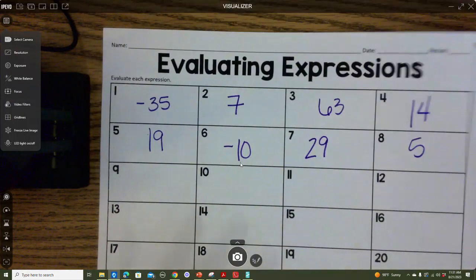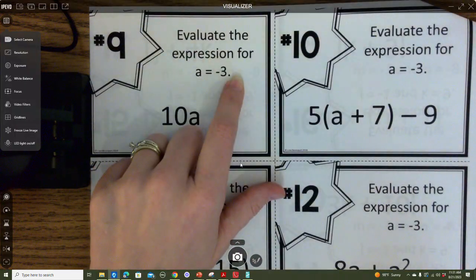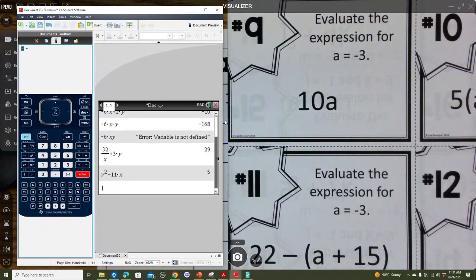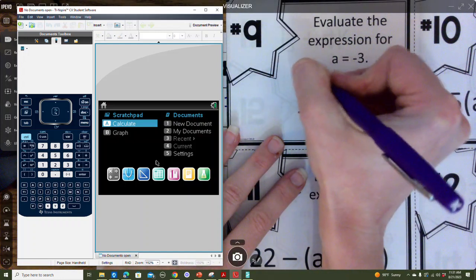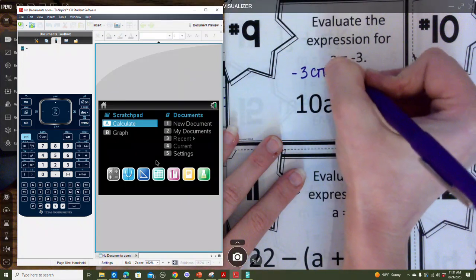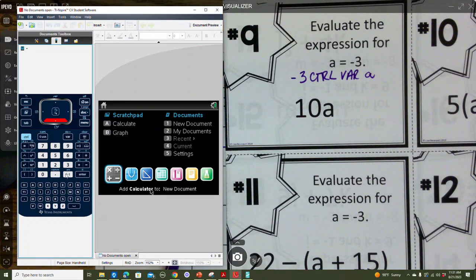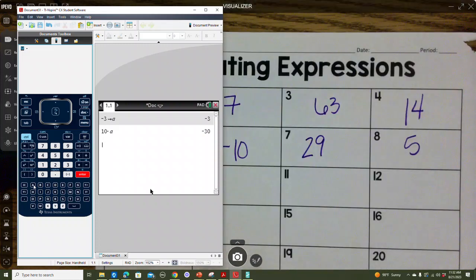Okay, number 9. So now, letter changed, number changed. So in my calculator, if I'm doing it this way, I have to red X and start over. So for this one, I would do negative 3, control var, and I can use the letter A. That's okay. Negative 3, control var, A. And then just type 10A in, and it gives me a negative 30.